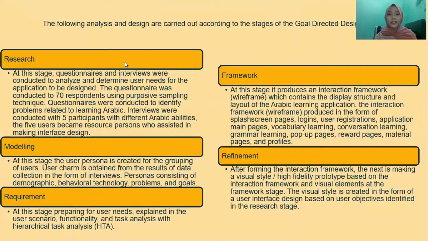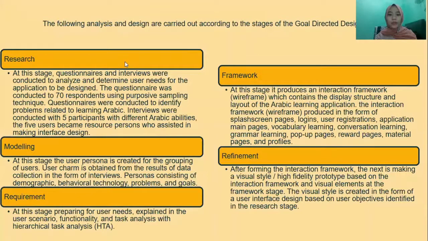At this stage, we introduce an interaction framework or wireframe which contains the display structure and layout of the Arabic learning application. The interaction framework is produced in the form of a flow chart: login, user registration, application main page, vocabulary learning, conversation, grammar, pop-up page, reward page, material, and profile.